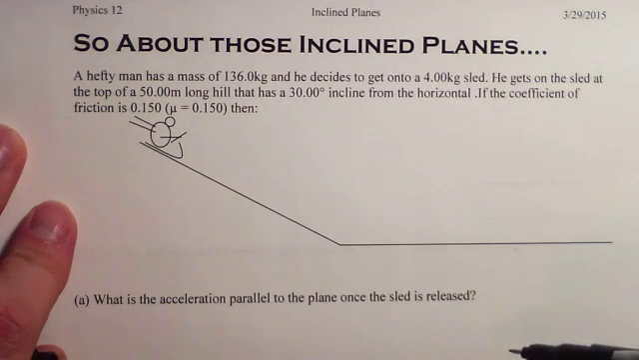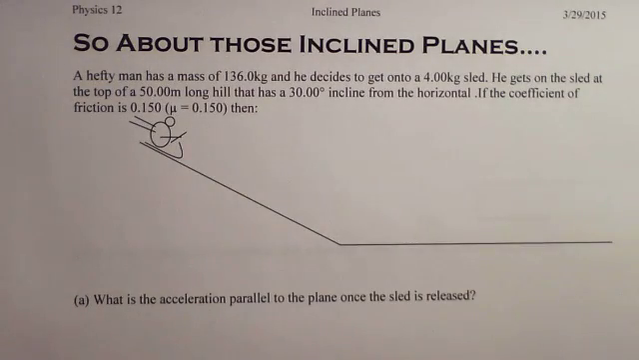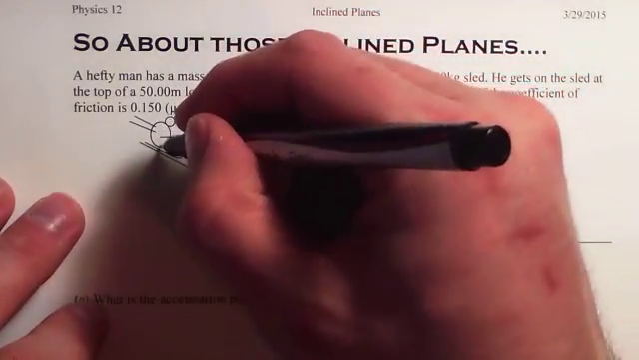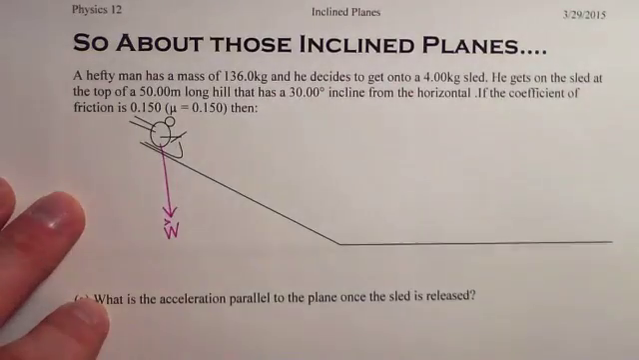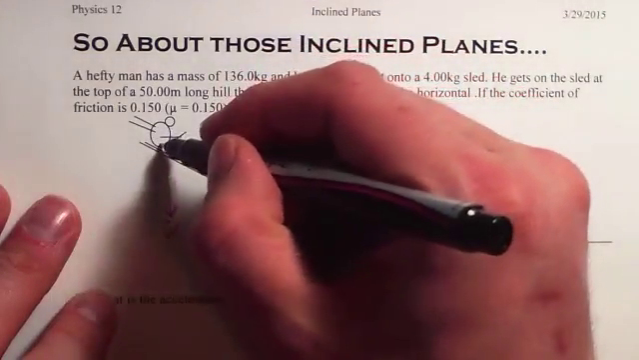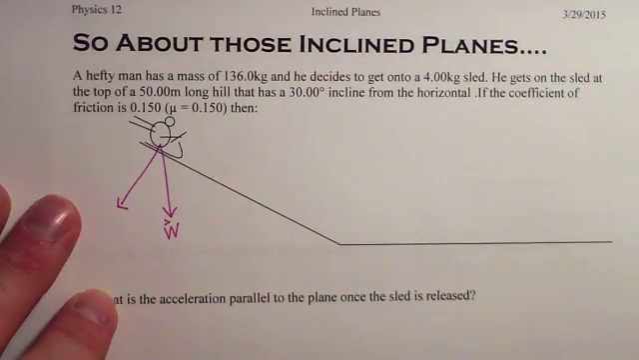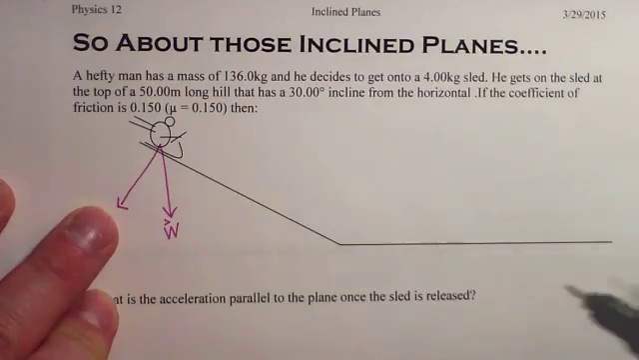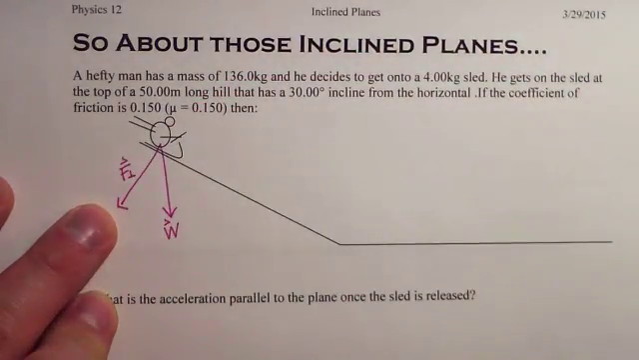So, as with basically every problem that we do, we need to start with a vector diagram, or a free body diagram. First, the easiest one to probably remember is just the weight of the guy, and that goes straight down. There's a force holding the guy to the slope or the inclined plane, and we call that perpendicular because it is perpendicular to the plane.